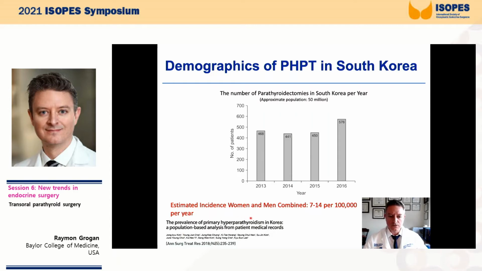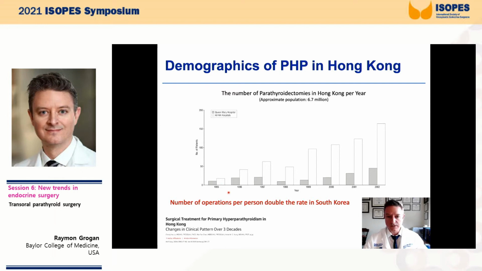Now, when you compare this to the South Korean population, you can see that the estimated incidence in combined men and women is 7 to 14 per 100,000, which is much lower than that 65.5 per 100,000 in the United States. And you can see here the actual numbers of parathyroidectomies done in South Korea per year, roughly hovering around 500 per year. This is also in comparison to Hong Kong. These data are a little bit older, but what we can see is that the number of operations per person, when you compare Hong Kong to South Korea, is almost double. So Hong Kong does double the number of parathyroidectomies on a per person basis.